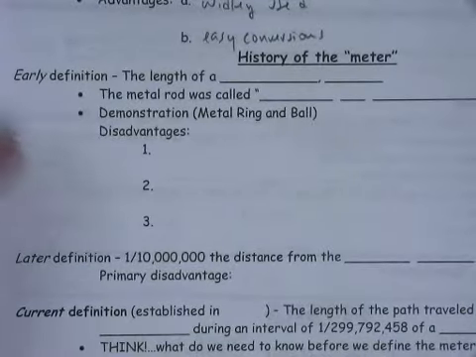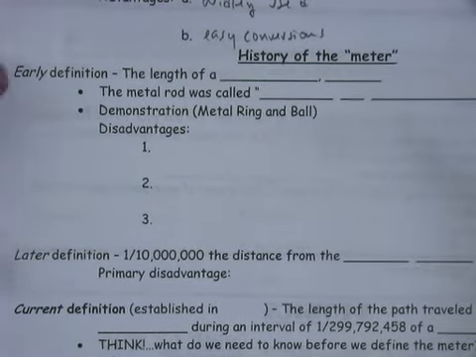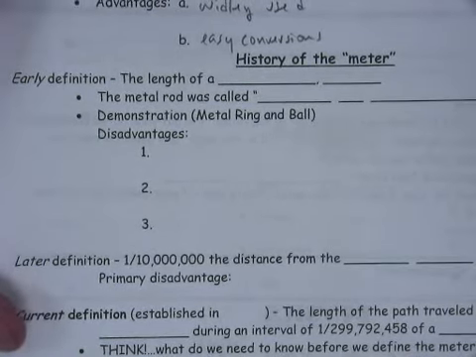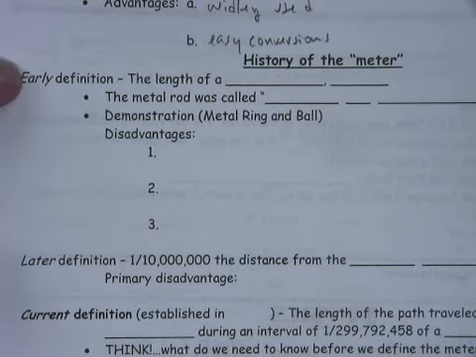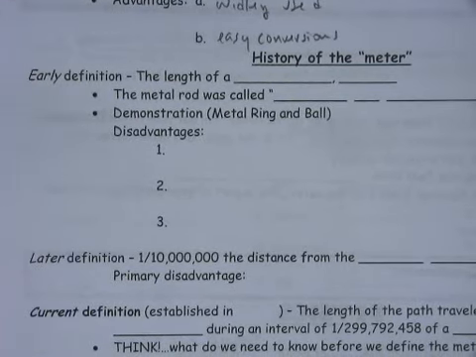So in this short video, we're going to do the history of the meter and then start on the 7 base units and dimensions. So here we are, history of the meter. The meter over the years wasn't always defined the same way. So in your particular notes, we have an early definition, a later definition, and then I'll share a little bit about how we currently define the meter and why the way that we define a meter has changed over the years.